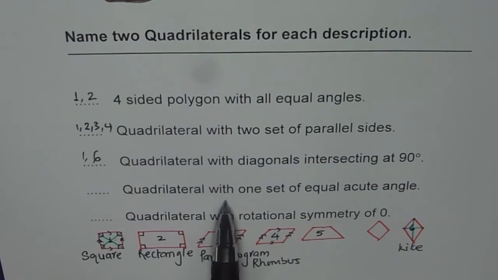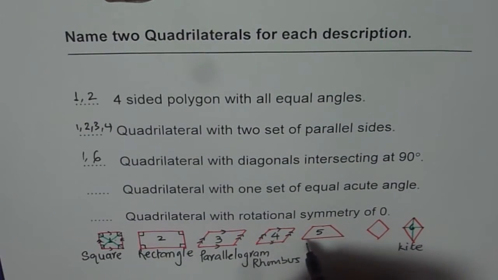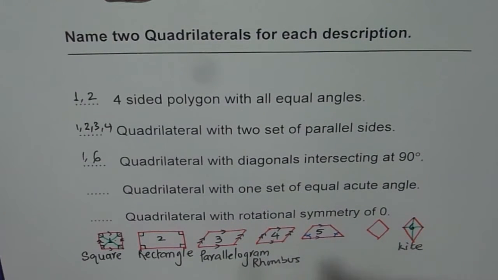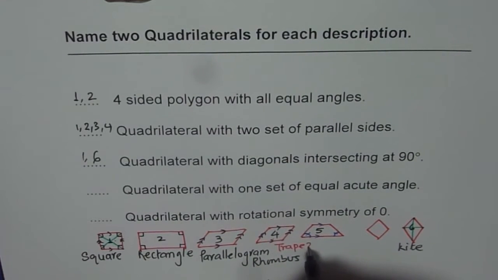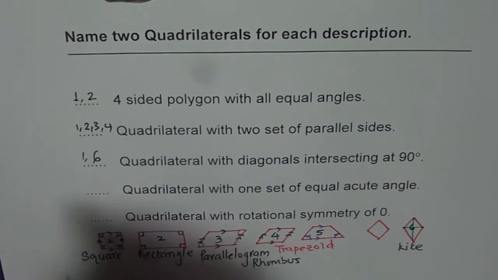Quadrilaterals with one set of equal acute angles. So only one set of equal acute angles. Well, that angle is actually equal. These two are parallel sides. So one set of acute angles, 5 can work for us, right? 5 is trapezoid. Let me name it here, right? So one set of acute angles, well, we could have one set of acute angles here also, right? So we could name 3 and 5 for this.